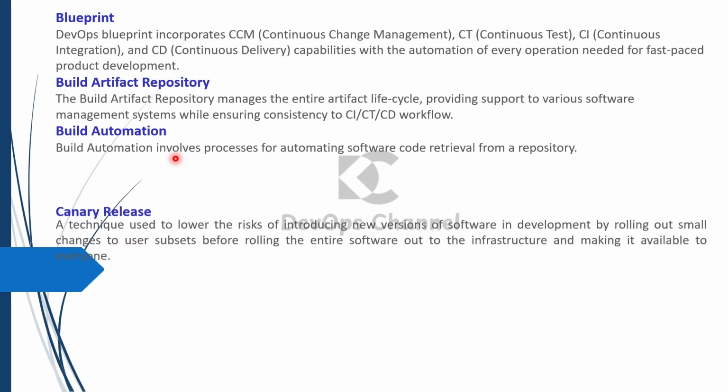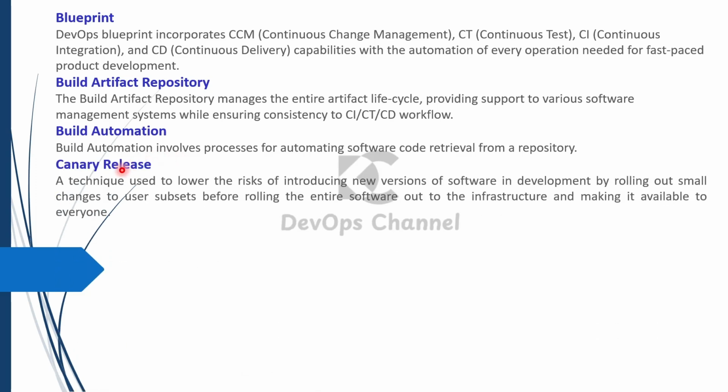Okay. Next one is canary release. This one is also a frequently asked question. Basically it's a technique used to lower the risk of introducing a new version of software in development by rolling out a small change to a user subset before rolling the entire software out to the infrastructure. So what it will do, if there is a new version of software, it will first release it to a set of users, and once it is approved or once it receives good feedback, it will then release to the whole infrastructure. Okay, that's called a canary release.